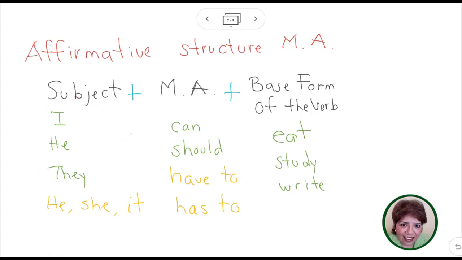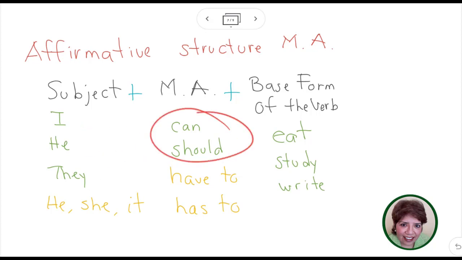And next to the subject, you have to write the modal auxiliary. Después viene el modal auxiliar. No te preocupes si es uno, si son muchos, si es tercera persona. For all of them, you have to use the same modal auxiliary. This modal auxiliary is not going to change. No va a cambiar nunca, aunque sea uno, muchos o la tercera persona.